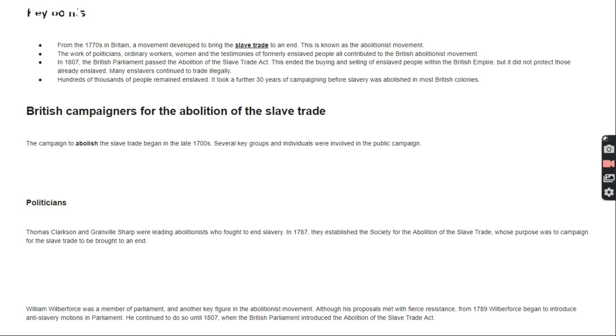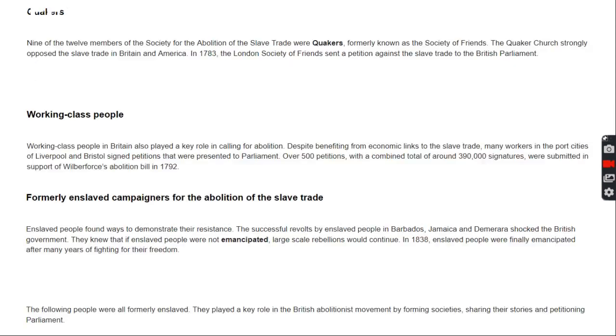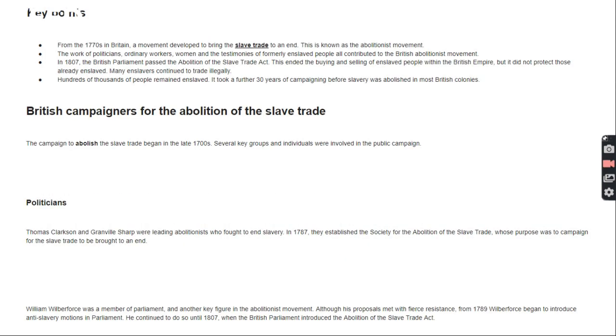British campaigners for the abolition of the slave trade. The campaign to abolish the slave trade began in the late 1700s. Several key groups and individuals were involved in the public campaign. Politicians. Thomas Clarkson and Granville Sharp were leading abolitionists who fought to end slavery. In 1787, they established the Society for the Abolition of the Slave Trade, whose purpose was to campaign for the slave trade to be brought to an end.